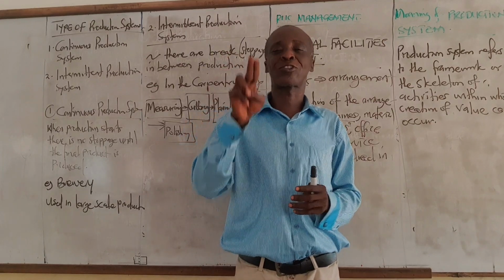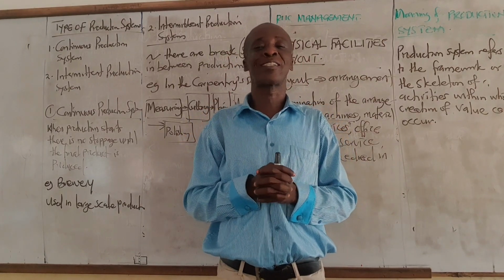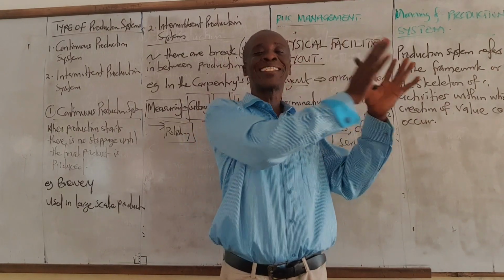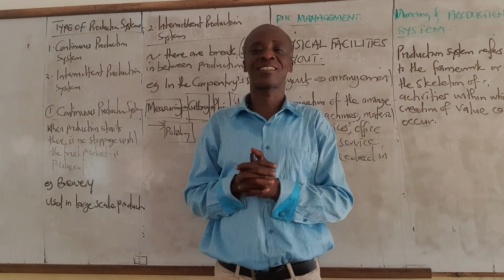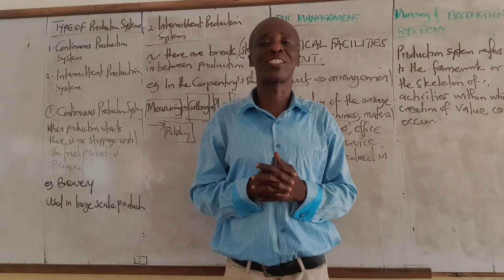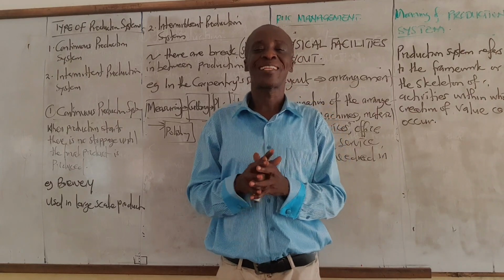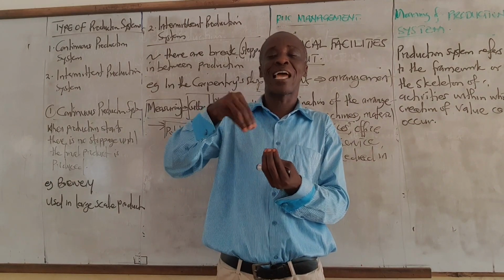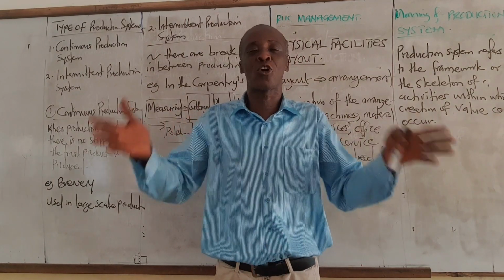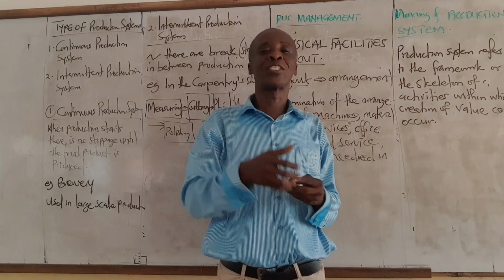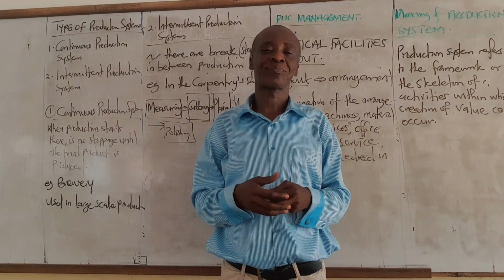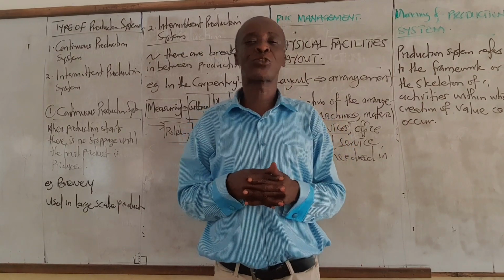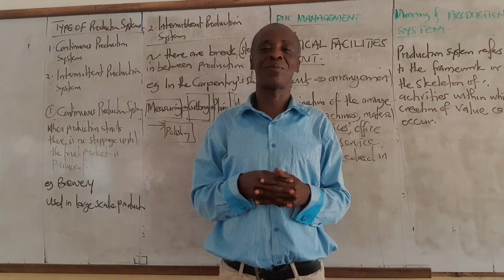So we can talk about two types of production system. We have already done that in our previous lessons. So we talked about the continuous production system. That is the framework within which certain production activities take place, the continuous one, which I showed a video to that effect. So we can have the continuous production system, and then we also have the intermittent production system.